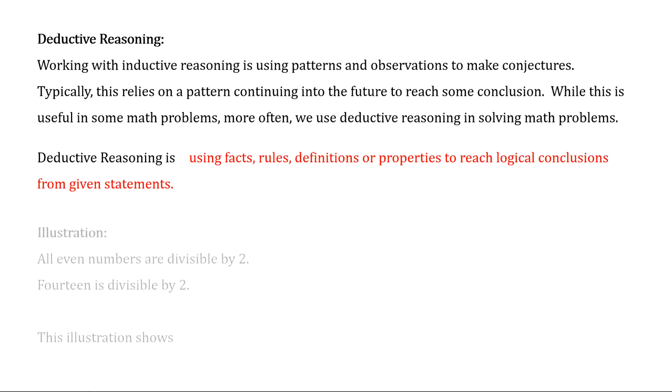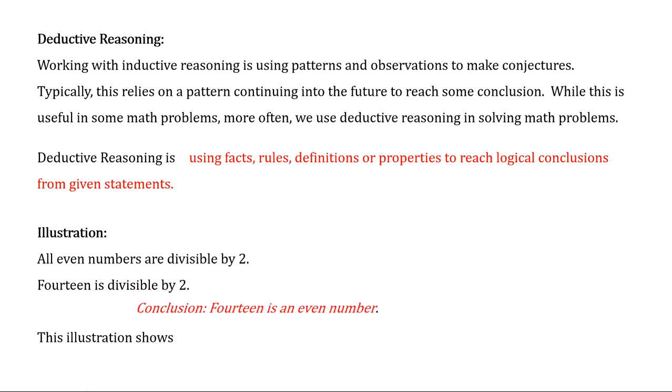Here's an example. All even numbers are divisible by 2. 14 is divisible by 2. Based on what we've been told, we can come up with a conclusion that 14 is an even number. We have all even numbers are divisible by 2, which is a true statement. 14 is divisible by 2, which again is a true statement. So we can then say that 14 is an even number.